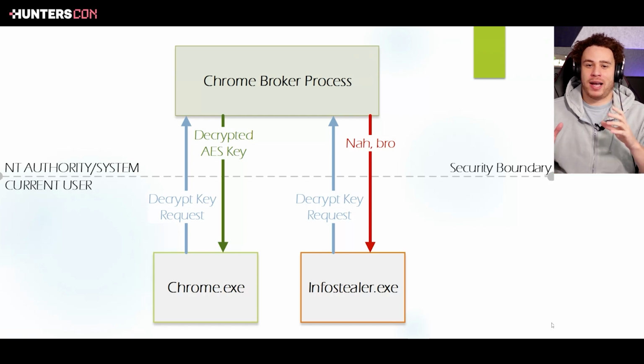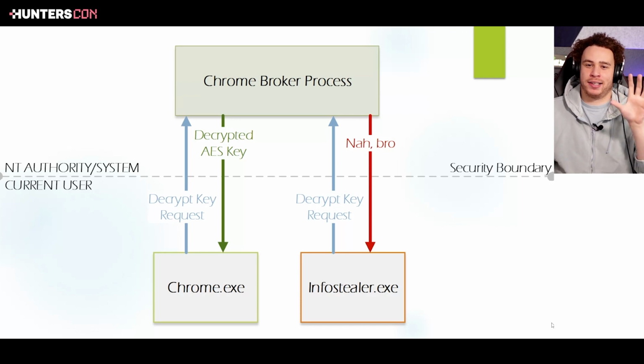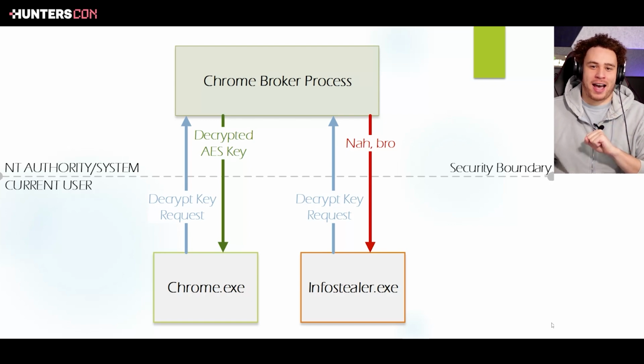So the only way the Chrome process can decrypt its encryption key is by asking the broker process. So the broker process implements an API. The Chrome process goes, here's my key, can you decrypt it for me? And then the broker process replies back with the decrypted key. Now, if it isn't a Chrome process asking that question, the broker process can simply say no. So the isolation there is the Chrome broker process can decide whether it wants to decrypt the key or not based on whether the requesting process is Chrome or not Chrome.